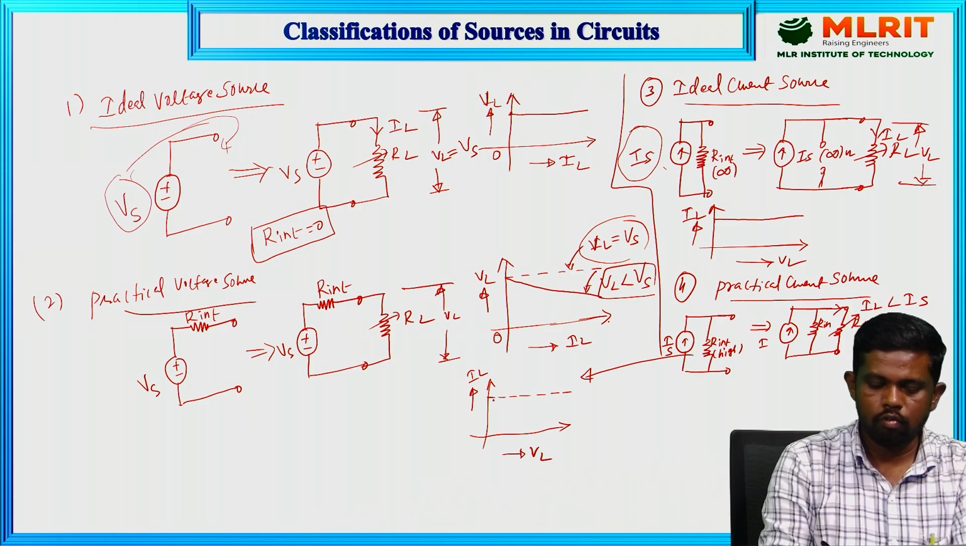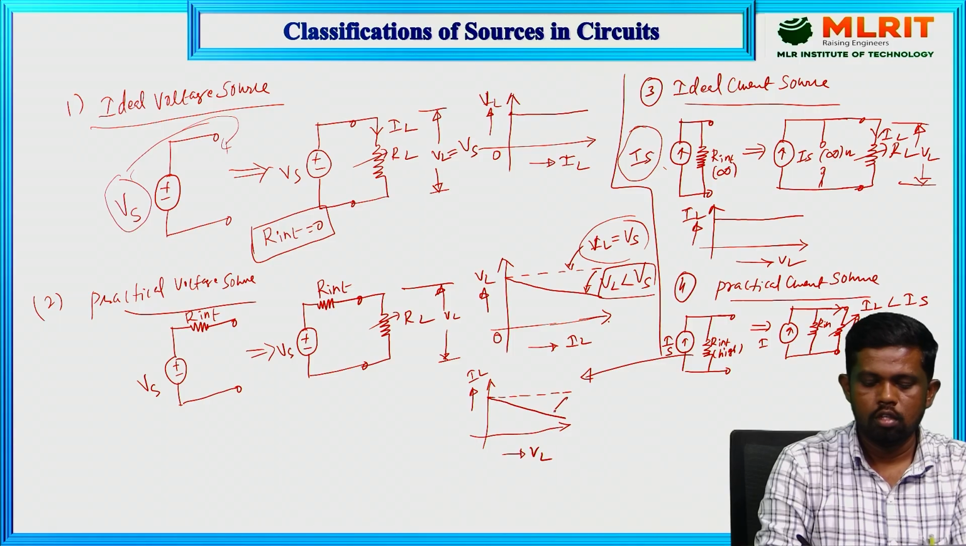For that we need to get a fixed amount of current. But in the practical case, we get a reduced value of current. So this is the reduced value of current. At this point IL is always lesser than IS.